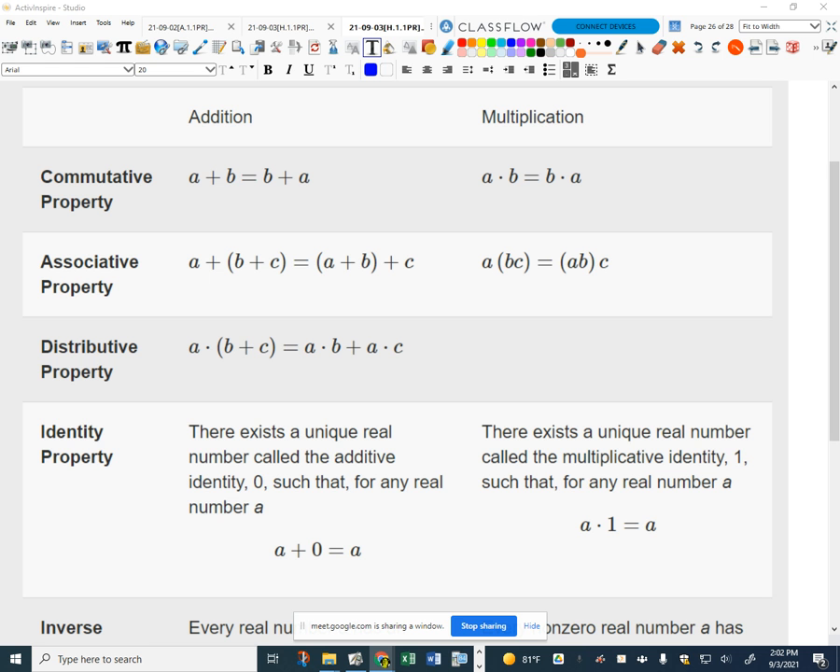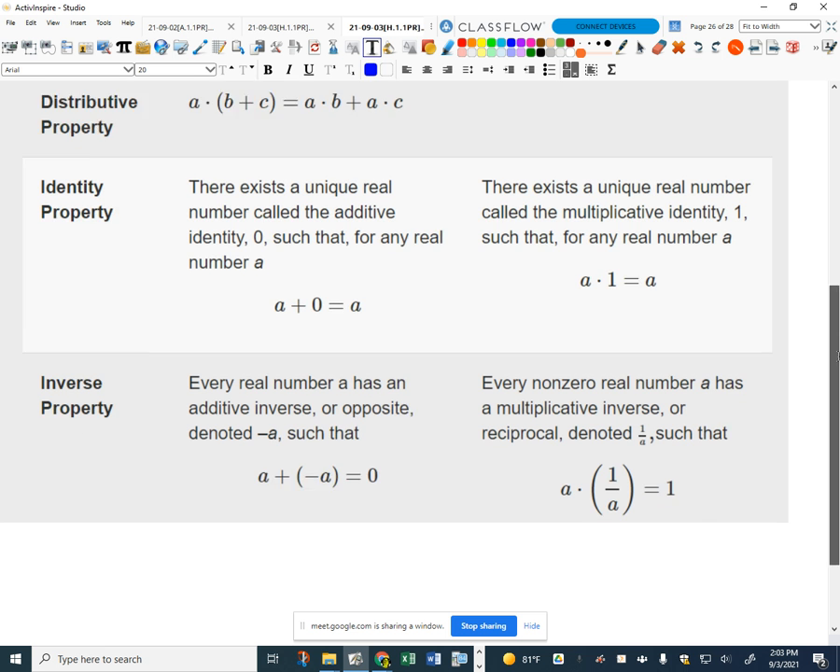Associative property involves more than two things being added or multiplied. And that just tells me that I'm free to group the things that I'm adding or multiplying however I want to, okay? Distributive property, you've seen about 1,000 times.